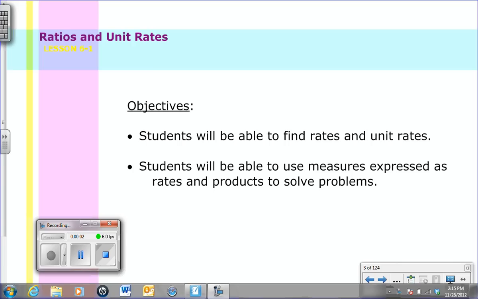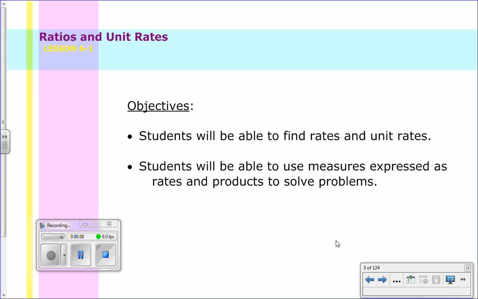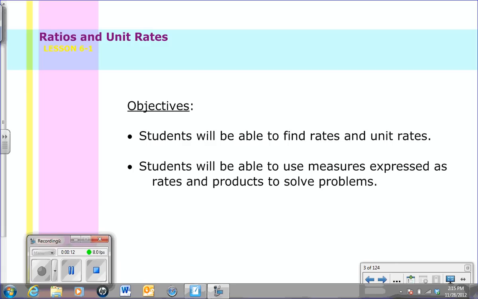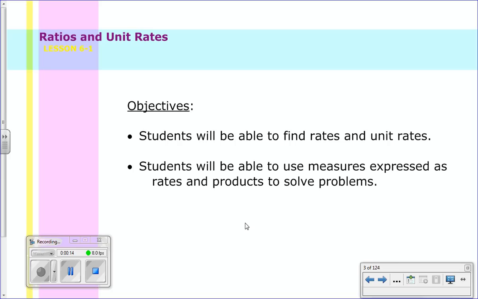Hello, 7th grade, and welcome to tonight's lesson, Lesson 6-1, on ratios and unit rates. In tonight's lesson, we have two objectives. First, you will be able to find rates and unit rates, and secondly, you will be able to use measures expressed as rates and products to solve problems.